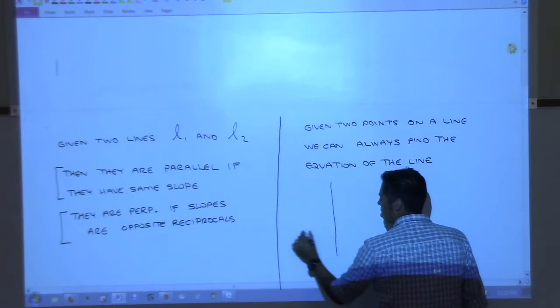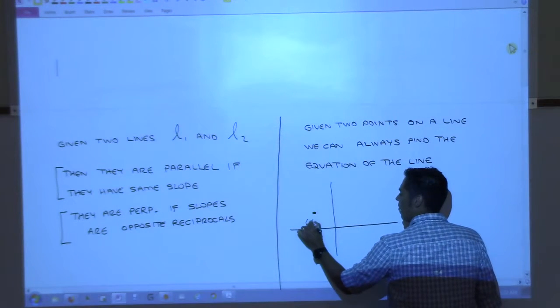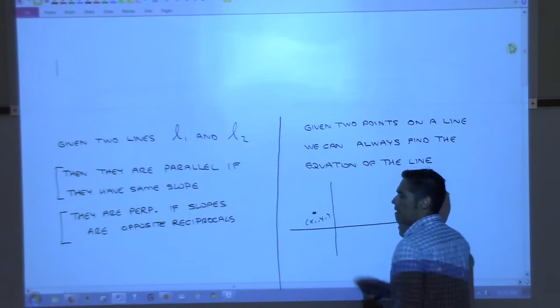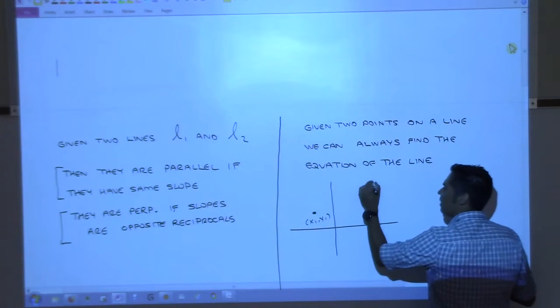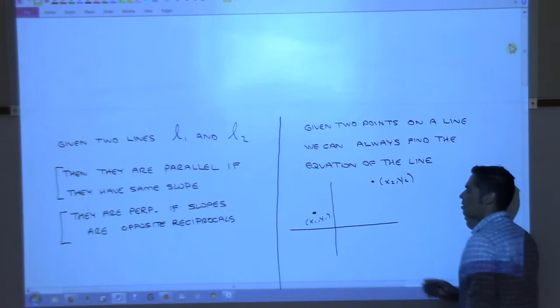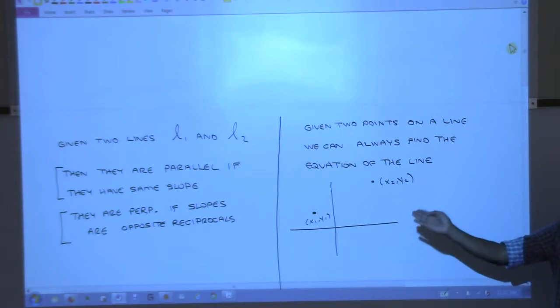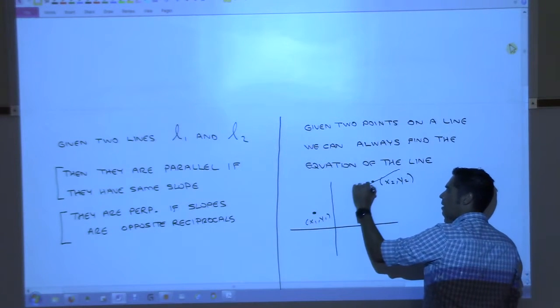So I'll do it with a little picture. Let's say that somebody gives us the point x1, y1. That means this is the x-coordinate of the first point, y-coordinate of the first point. Then they give me a separate point over here. Let's call it x2, y2. There is only one line that goes through those two points. So how do we find the equation? Does anybody know how we find it?